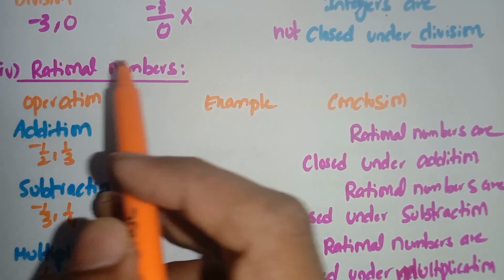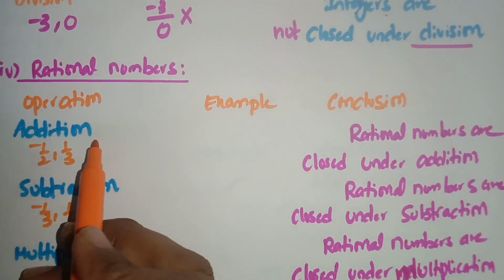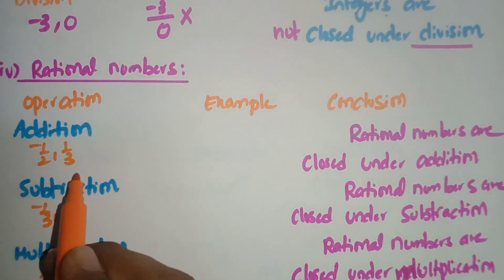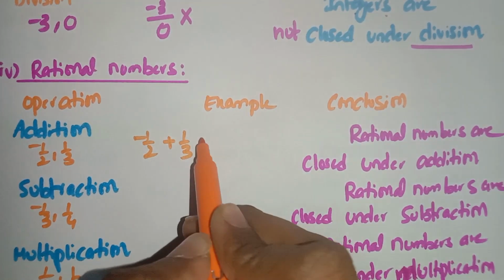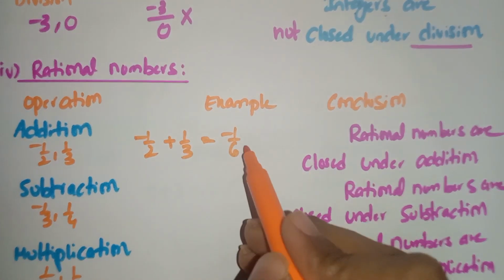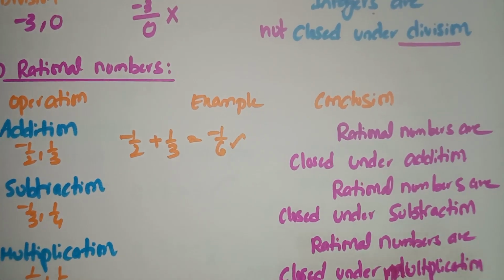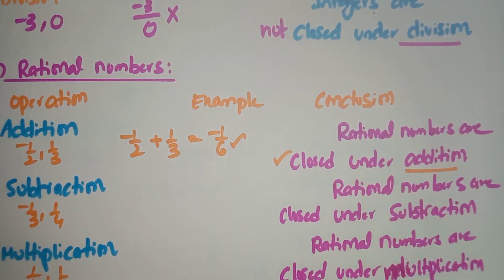Closure property with respect to rational numbers. We have addition operation. Let us choose minus 1 by 2 and 1 by 3. If you add these two, that is minus 3 plus 2, that is minus 1 by 6, which is again a rational number. Thus we can conclude rational numbers are closed under addition.